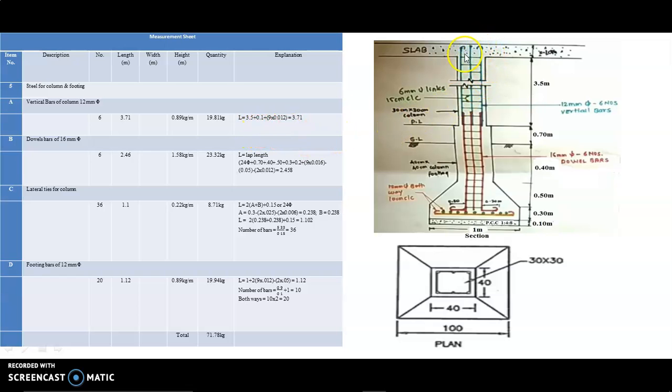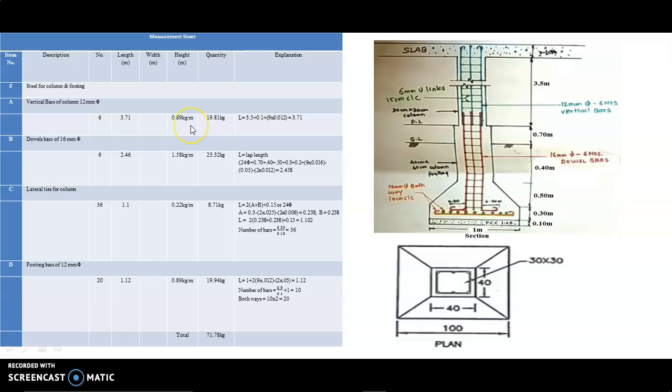Here we provide a hook also. That's why we take 9 into 0.012, because in our previous lecture we already discussed that the hook length is 9d, where d is the diameter of the bar. So 9 into 0.012 is the hook length. We calculate this value and find 3.71 meter as the length of the bar. So we write 3.71 as the length and 0.89 kg per meter as the weight of reinforcement.